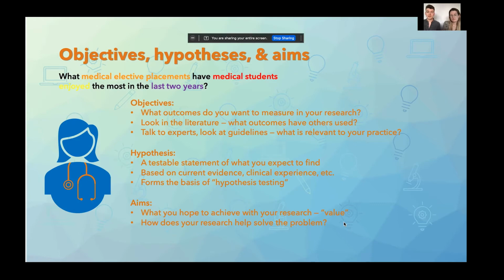Related to this is the idea of a hypothesis. So a hypothesis is a testable statement of what you might expect to find, and it forms the basis of statistical hypothesis testing. Your current hypothesis would be based on the current evidence, whatever is out there in the literature, or it could be based on your clinical experience, what you see day to day.